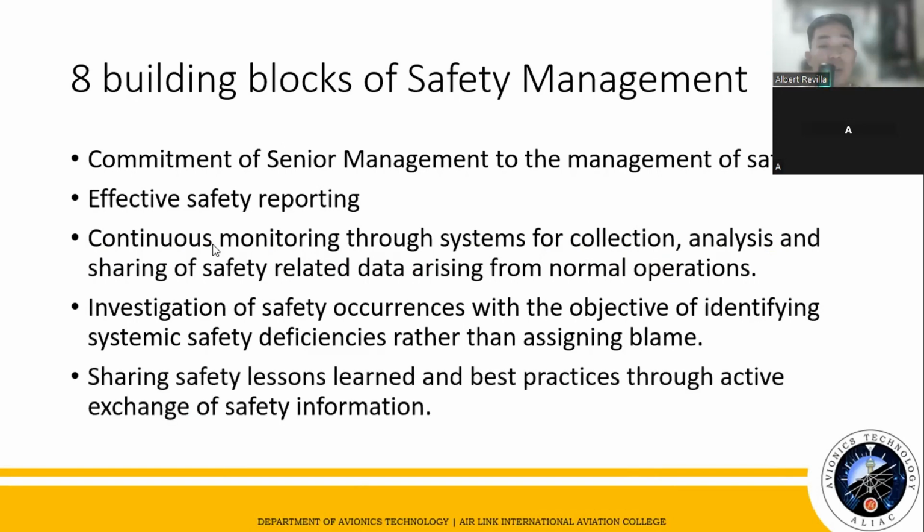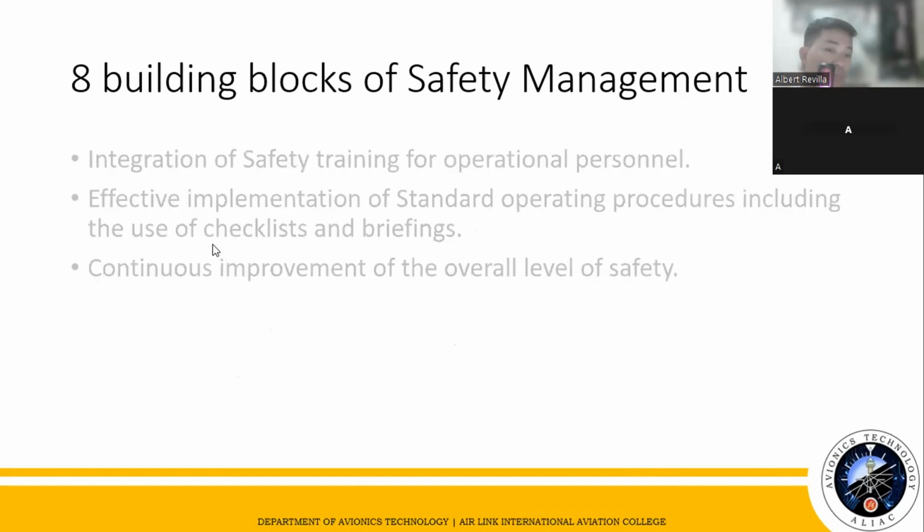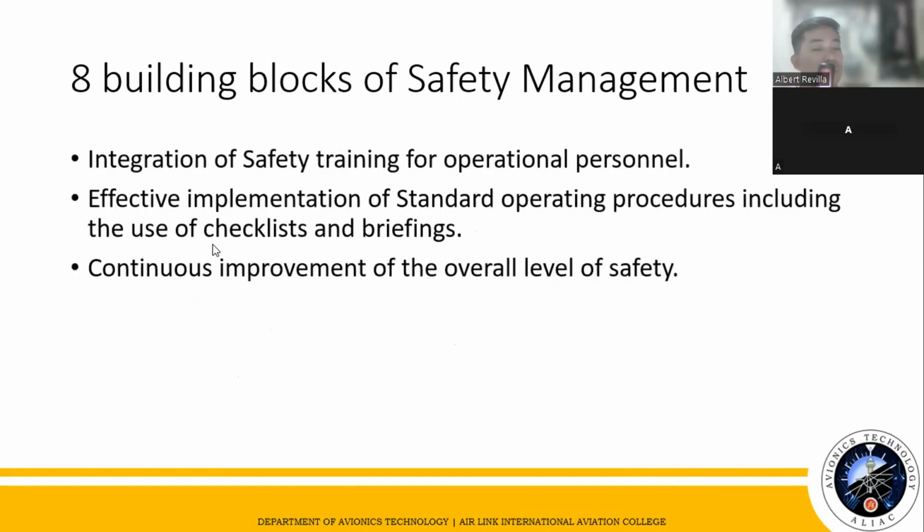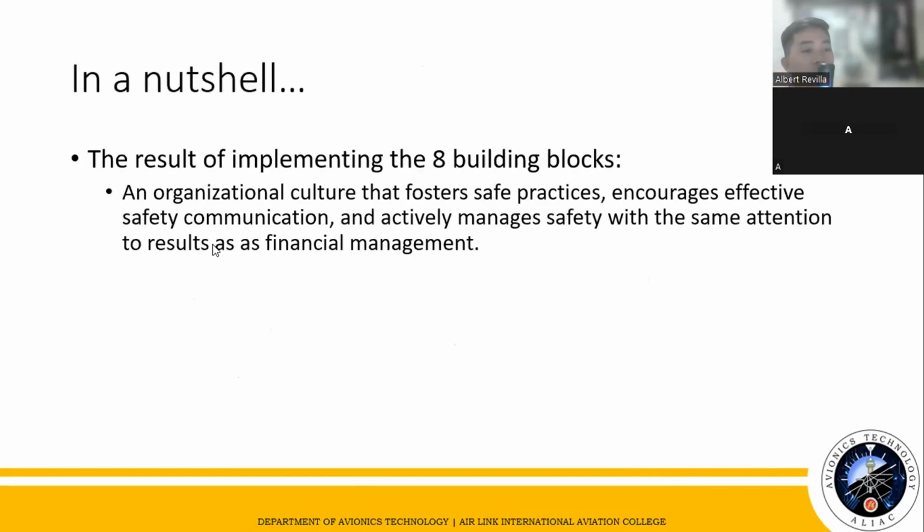Fourth, sharing safety lessons learned and best practices through active exchange of safety information; integration of safety training for operational personnel; effective implementation of standard operating procedures, including the use of checklists and briefings; and continuous improvement of the overall level of safety. So, in a nutshell, the result of implementing the 8 building blocks is an organizational culture that fosters safe practice, encourages effective safety communication, and actively manages safety with the same attention to results as financial management.